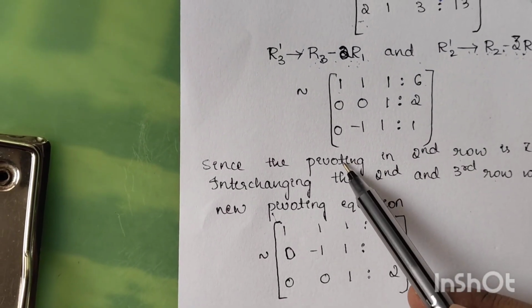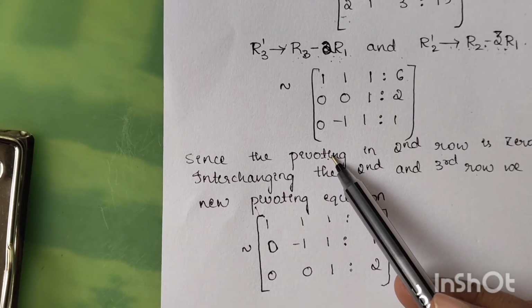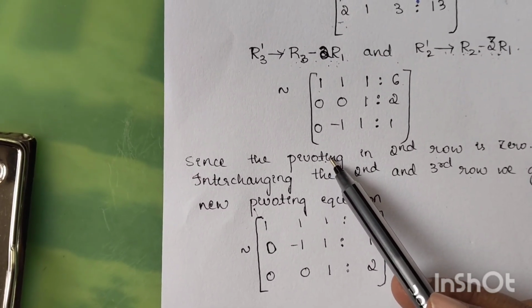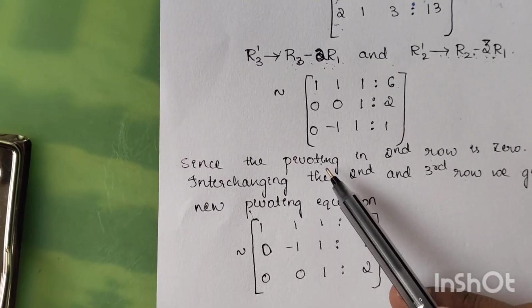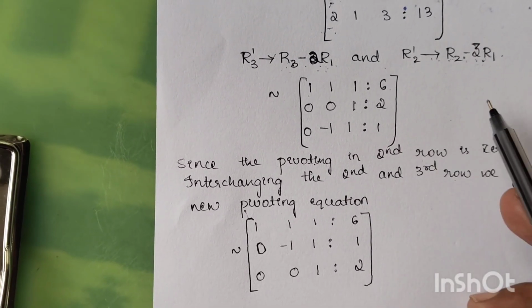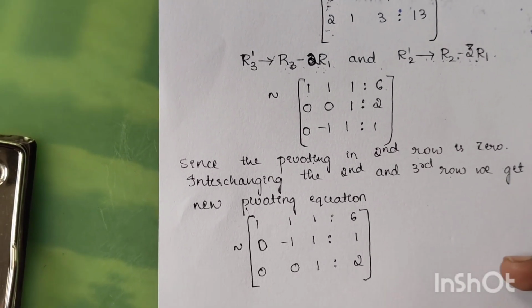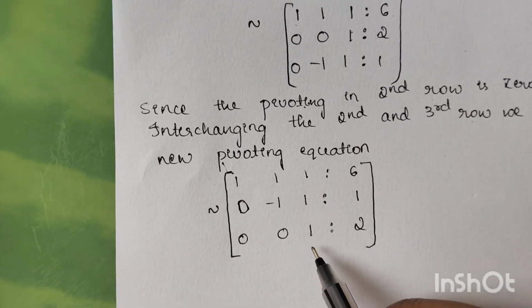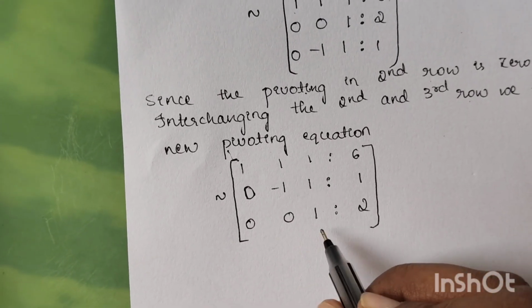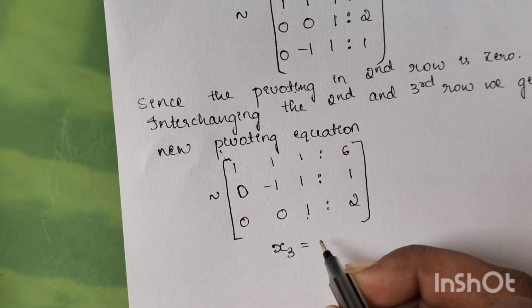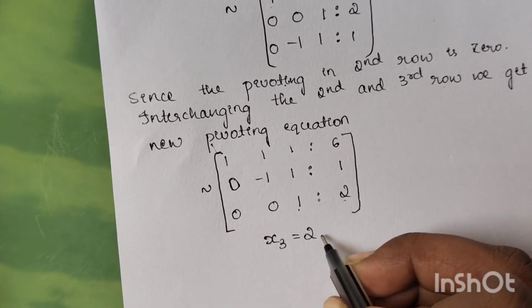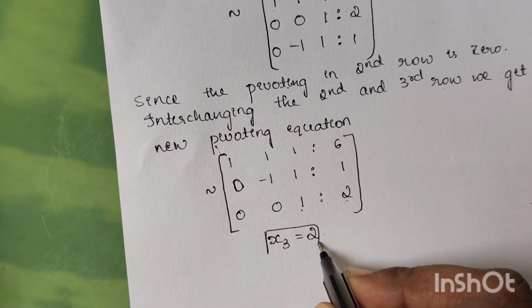You may be confused about what pivoting is. Pivoting is the first non-zero entry in a row identified after the matrix is reduced to row echelon form. So by the back substitution method we are using here, x3 is equal to 2. So x3 we got 2.